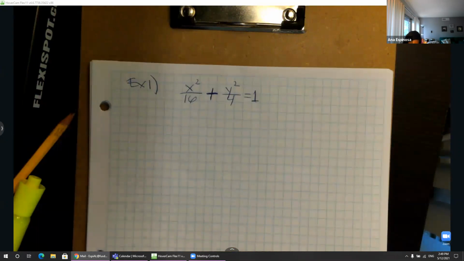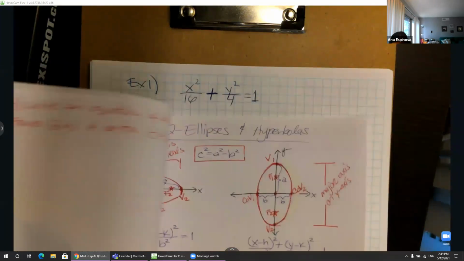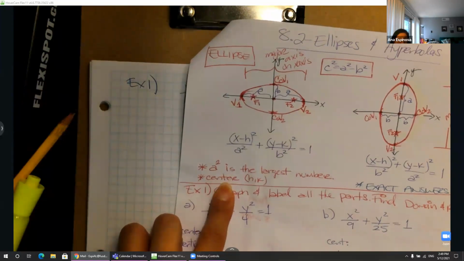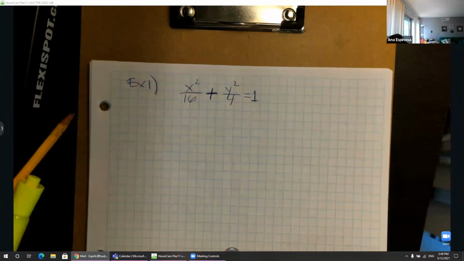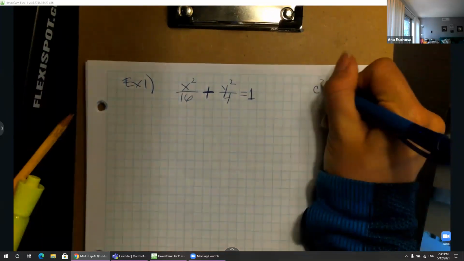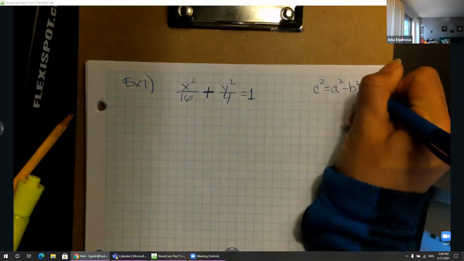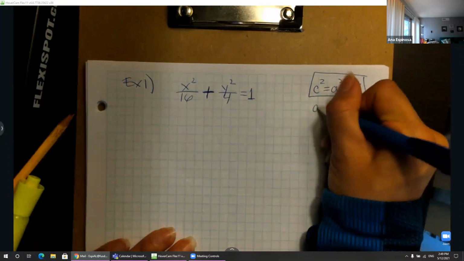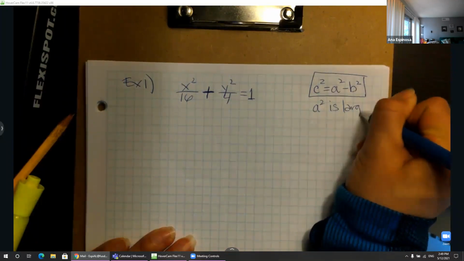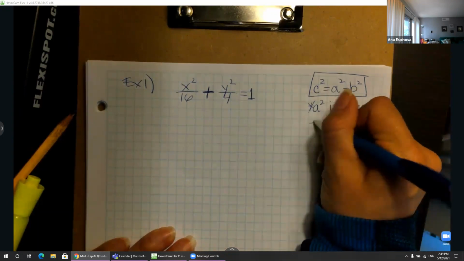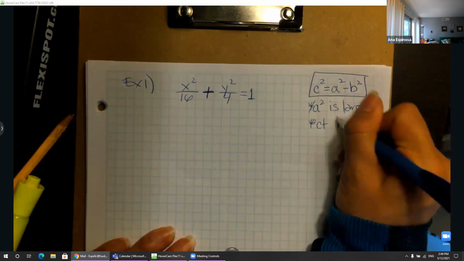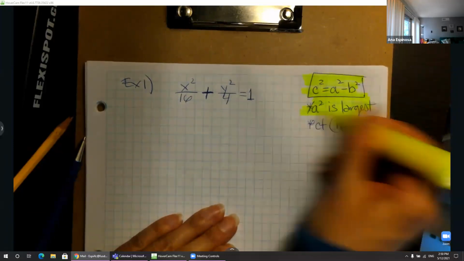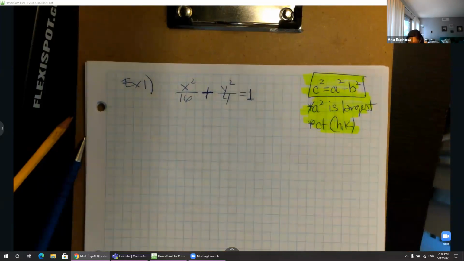These are fun. So let's just show you again the things you need. A squared is the largest. It's centered at (h, k), and it's got this. So let me write that information on the side. C squared equals A squared minus B squared. That's one thing we will use. You will then know that A squared is the largest, and the center is (h, k). All right, so we need all this information on the right.